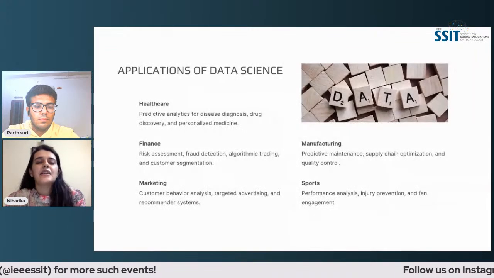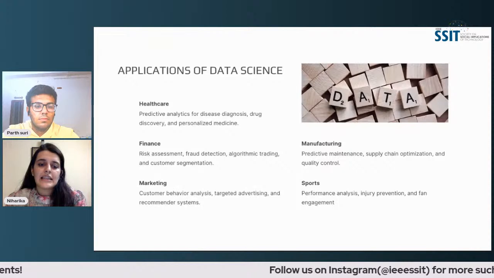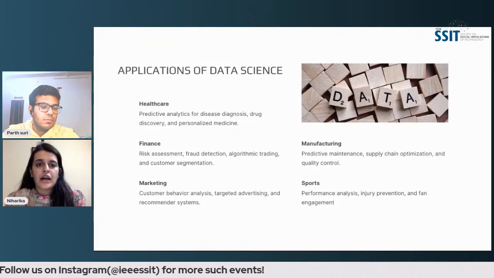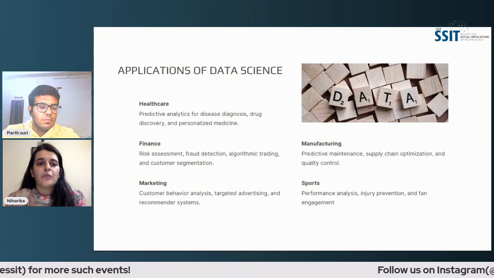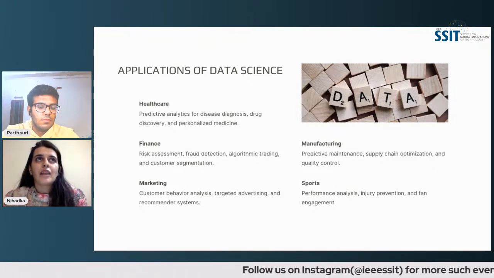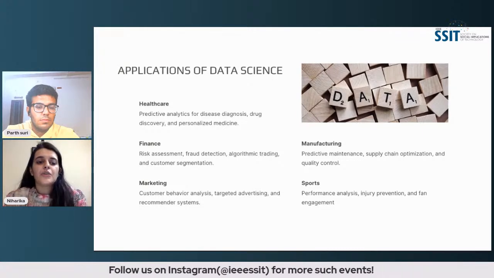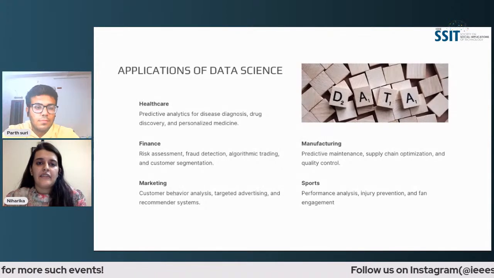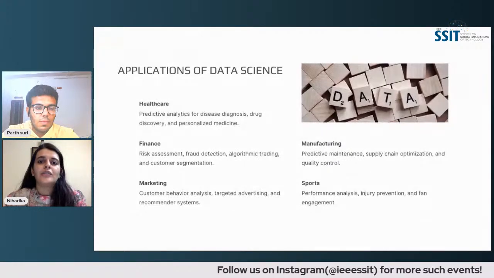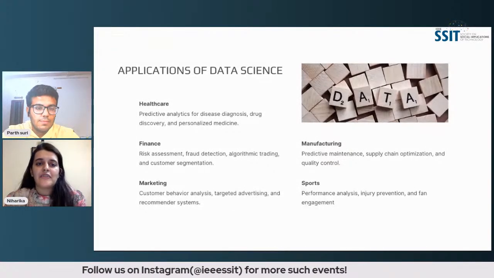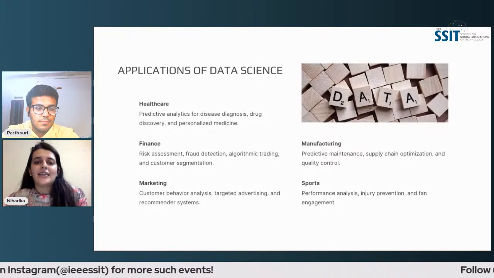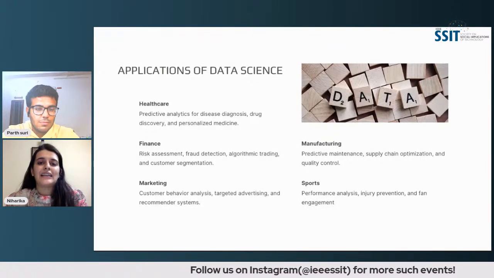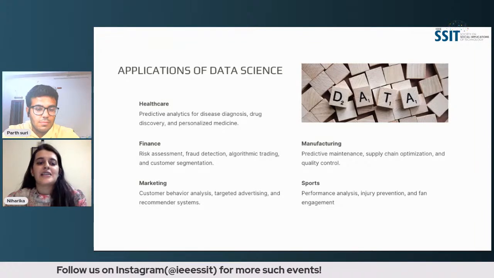Next we have marketing. Applications in marketing include customer behavior analysis, targeted advertising, and recommender systems. Which group does a particular brand want to target? Do they want to target children, teenagers, or any given section, male or female? Everything is done on the basis of customer behavior analysis and targeted advertising. For example, Zomato. I'm pretty sure everyone has received messages from Zomato once they have ordered dinner, saying it's time to have some sweet or dessert. That's also based on data science in marketing.